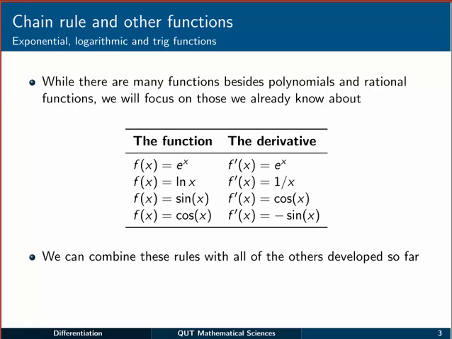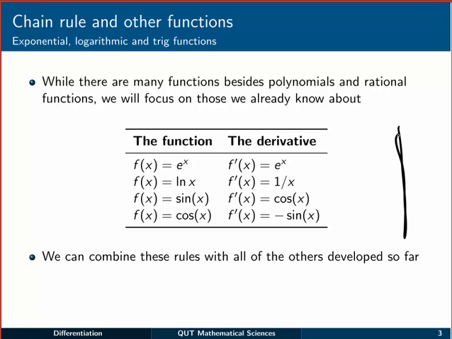As with the rules for polynomials and their components, and also the product and quotient rules, the rules for differentiating exponentials, logs, and trig functions can be derived using the definition of the derivative. But we're not going to bother to do that because they're nicely tabulated for us right here. So the derivative of e to the x is e to the x itself, the derivative of log x is 1 on x, sine differentiates to cos, and cosine differentiates to minus sine.